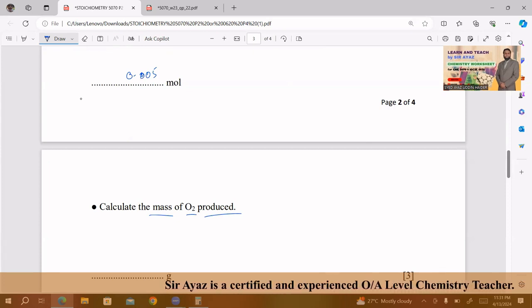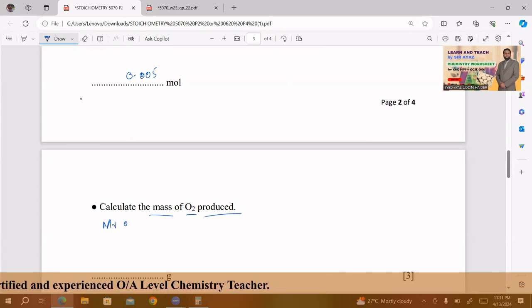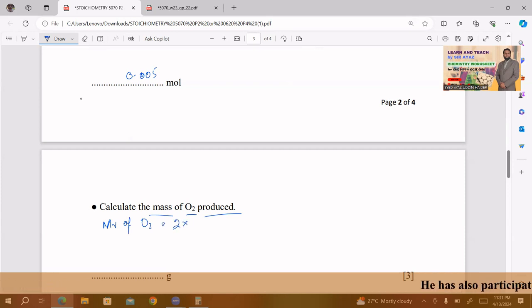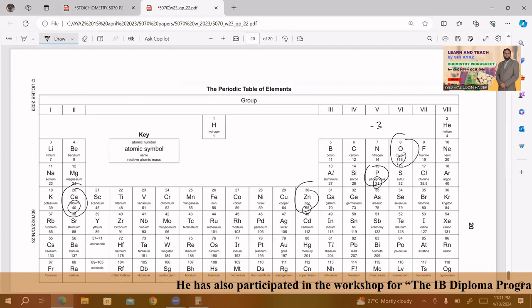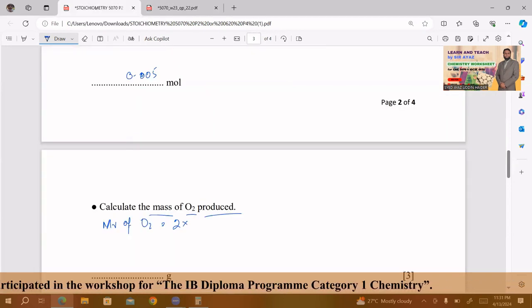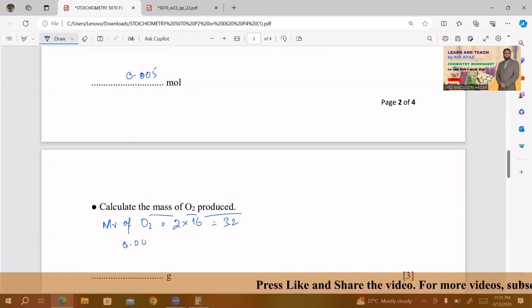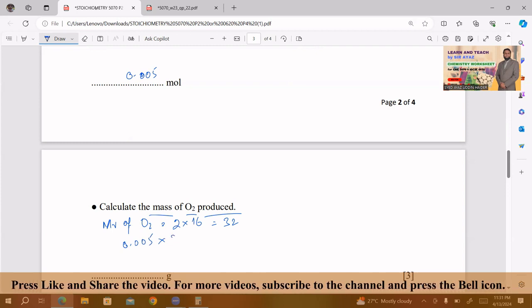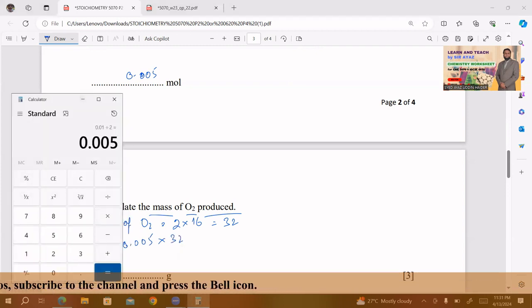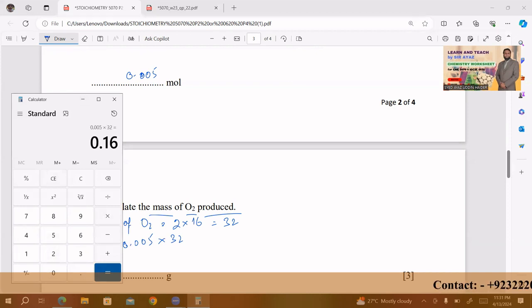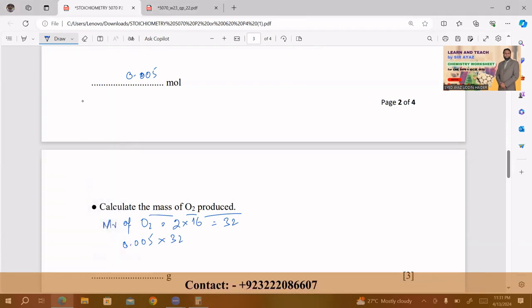In the next part, they are asking to calculate the mass of O2 produced. For this, you need to know the MR of O2. 2 atoms of oxygen, so 2 multiplied by 16, its AR, means 32. Simply multiply 0.005 into 32, which gives 0.16 grams of O2.